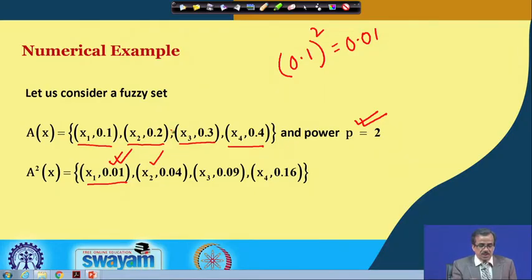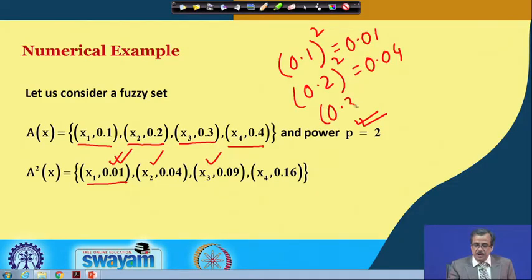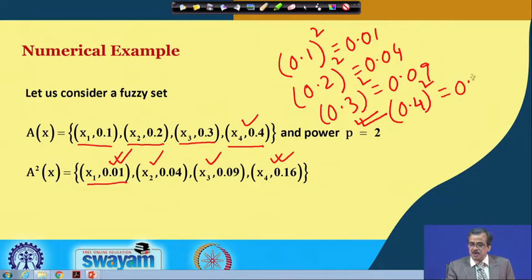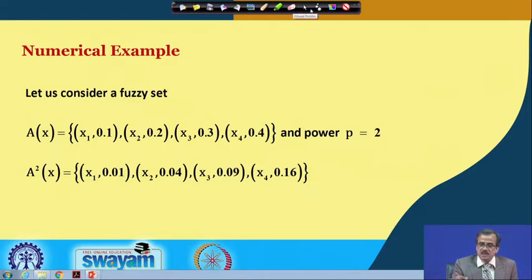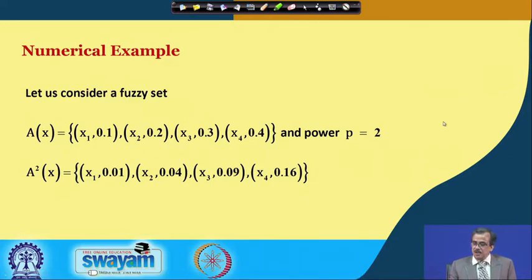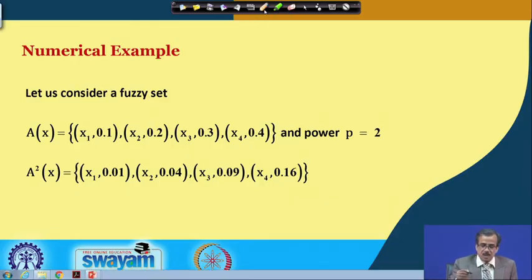Similarly, corresponding to x2, we write 0.2 squared, that is 0.04. Then corresponding to x3, it will be 0.3 squared, that is 0.09, and corresponding to x4, we have 0.4 raised to the power 2, which is 0.16. This is the way we can find the concentration of the fuzzy set. Now, I am just going to discuss its physical significance. Let us try to find out the philosophy behind this concept.